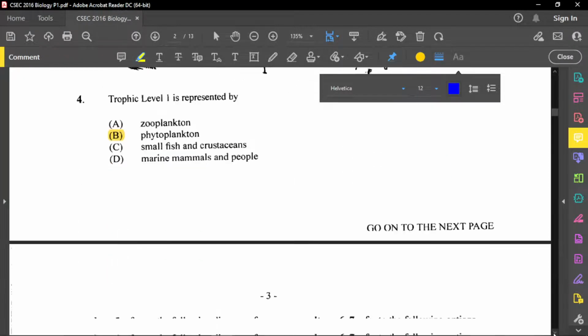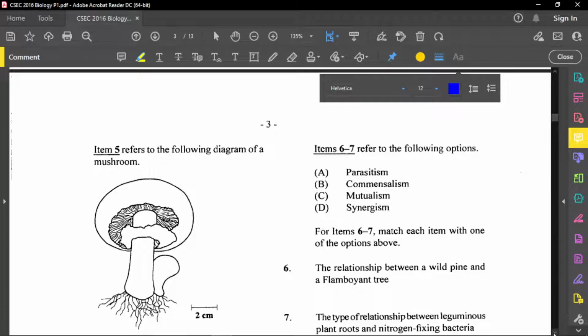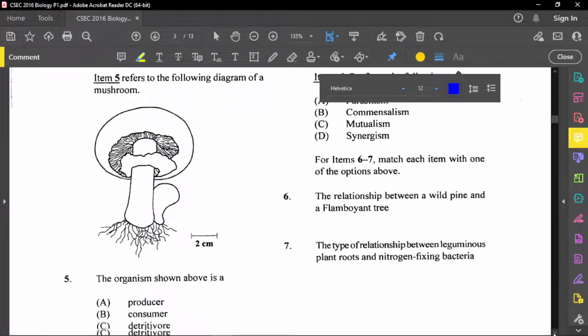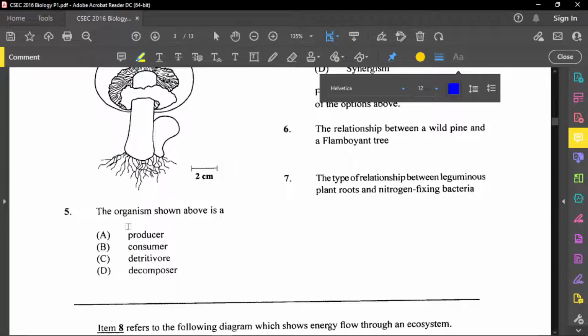So the next question on the list is number 5. Number 5 refers to this diagram here, which is a mushroom. We say the organism shown above is a what? There's always a little debate about this one. That mushroom is either a detritivore or a decomposer. Truthfully, they can belong to both, but they are primarily classified as decomposers. So just to mention that.